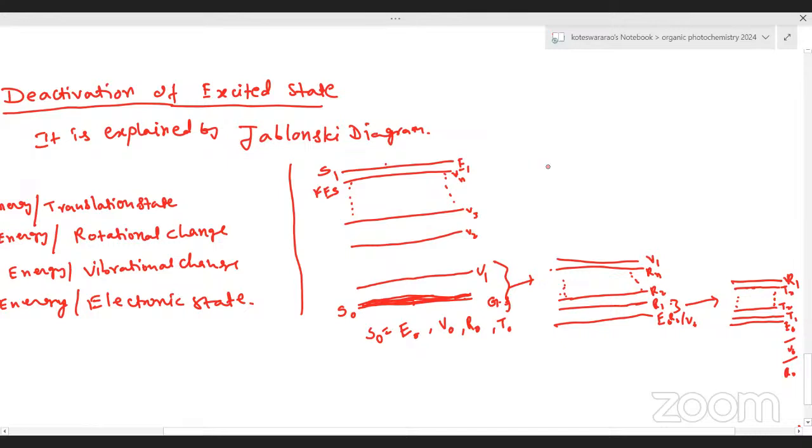That means when we compare the energy, electronic excited states have greater energy than the vibrational level, right? Then the vibrational level has greater energy than the rotational level. Generally, we show the rotational level with a small r. Then it is the translation level. Right? This is the order of energy of each level which occurs in nature.